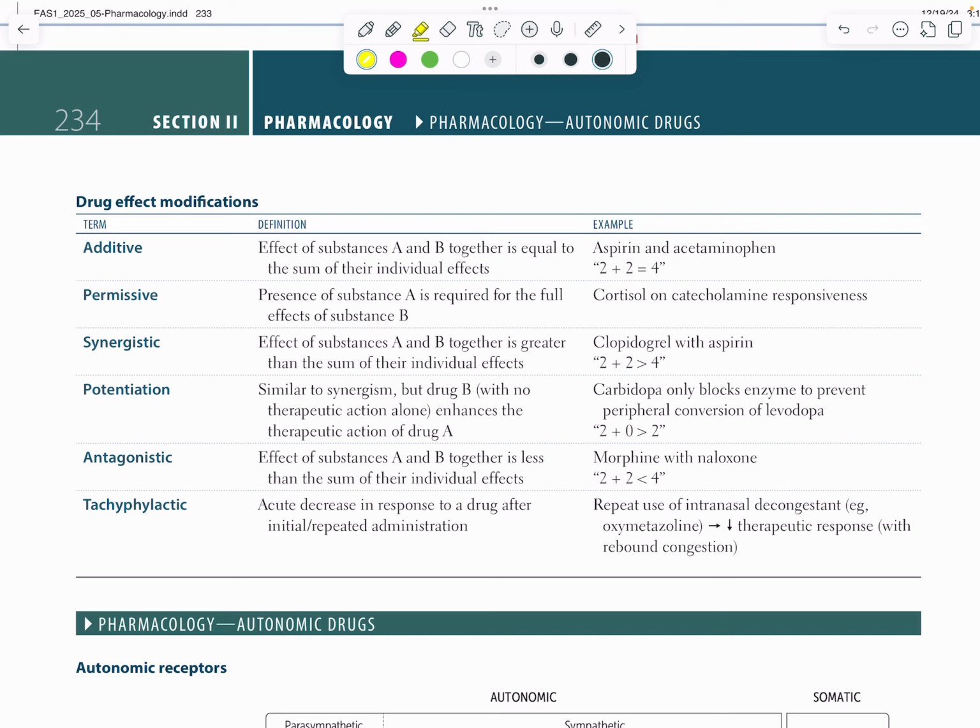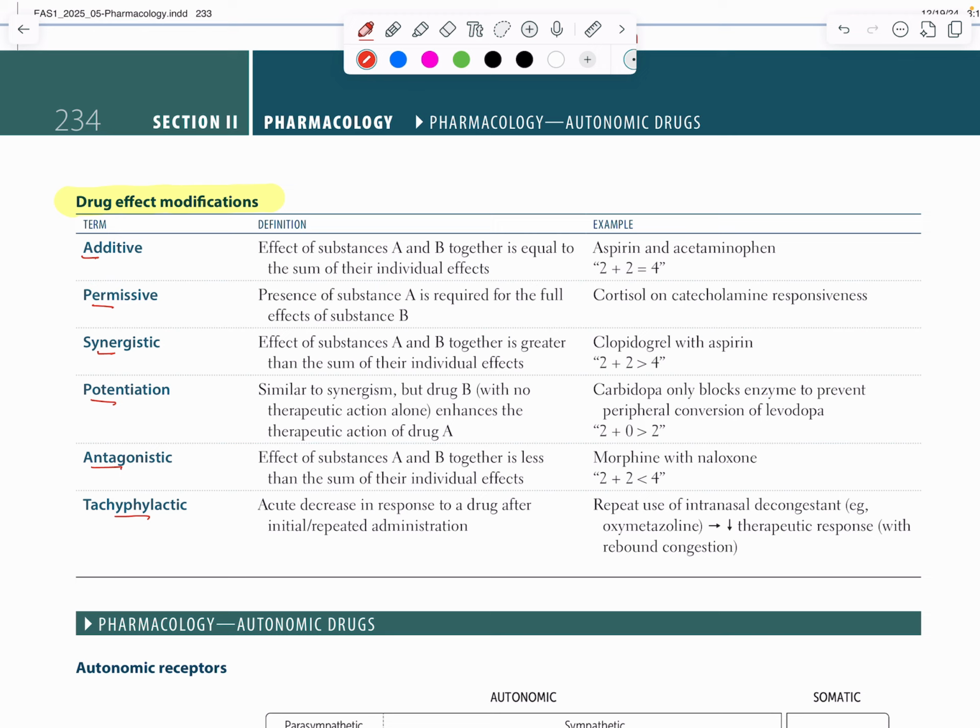Now we are going to start our topic, that is drug effect modification, like how one drug can change the effect of another drug if we administer both drugs together. Okay, now we are going to study these effects: additive, permissive, synergistic, potentiation, antagonist, and tachyphylaxis. First, we will talk about the additive effect.